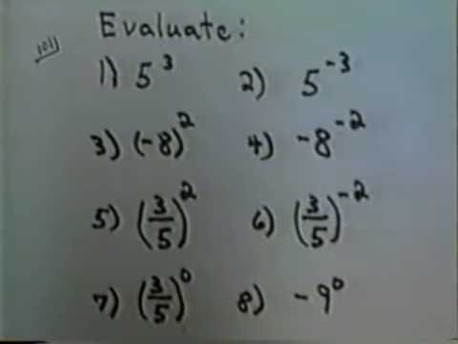The seventh one, 3/5 to the 0 power. 3/5 to the 0 power. The eighth one, the opposite of 9 to the 0 power.